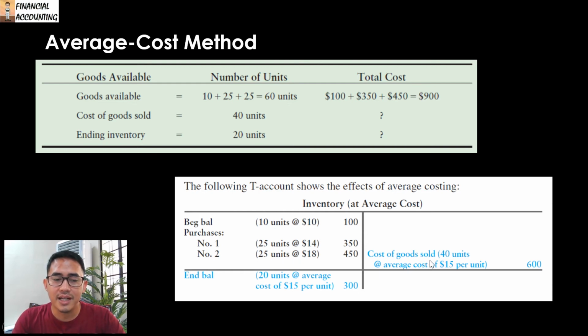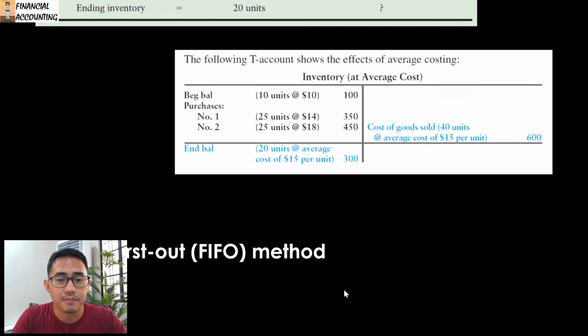And you will credit cost of goods sold for the items that are sold. So 40 units times the average cost per unit of 15, so that makes it 600. And your ending balance of inventory is 20 units times the average cost per unit of 15 equals $300. Of course, this should be balanced. So all of these items on the debit side minus all of these items on the credit side equals $300.